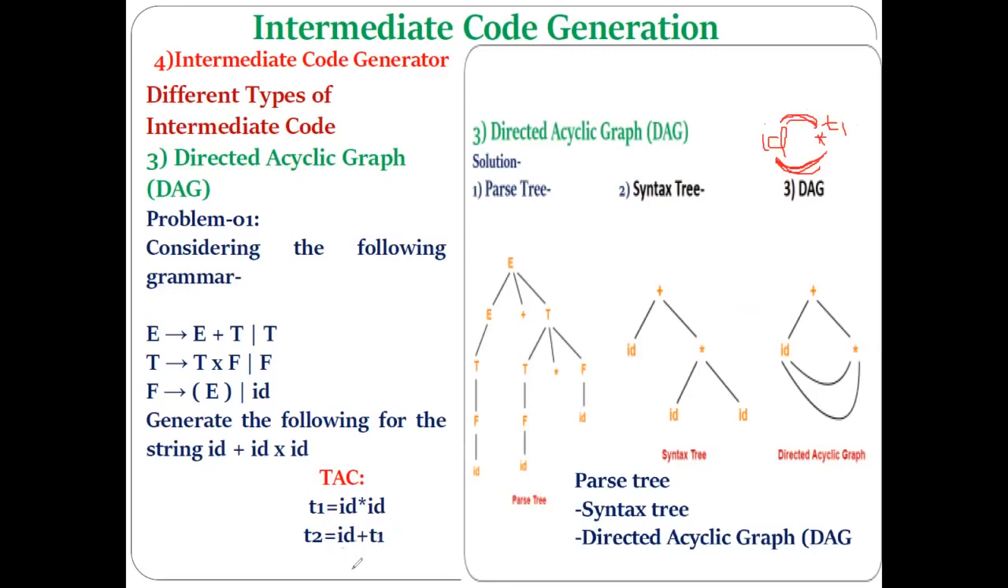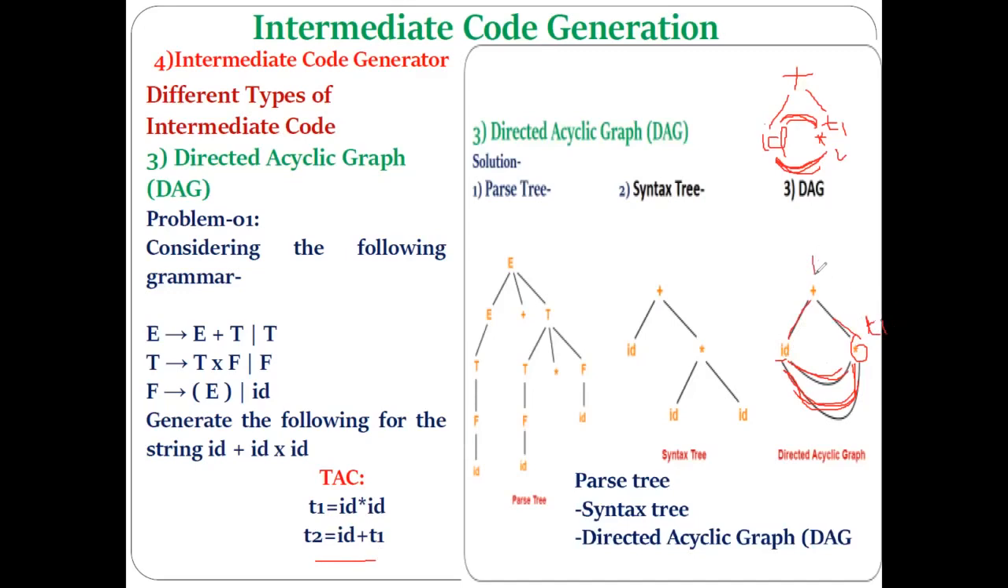Okay, t2 equal to id plus t1. Now we already have id, and we already have t1. So t2 equal to id plus t1, and for that we simply have the plus node. We have the id also, and the t1 also. Understood? So this is the simple way to generate the DAG. Same here it is shown, t1 equal to id into id. That is the reason these two lines are shown like this, id into id. You can show it like this also. And t2 equal to id plus t1, where t1 is this.